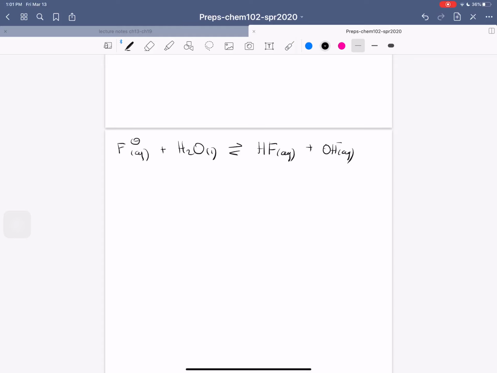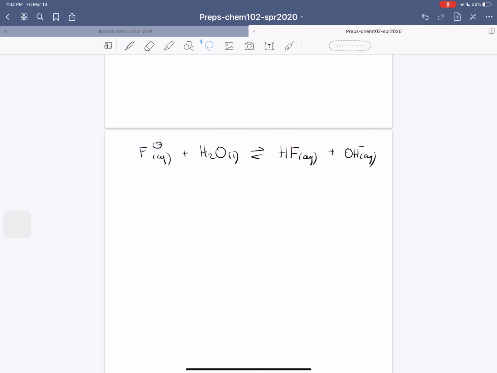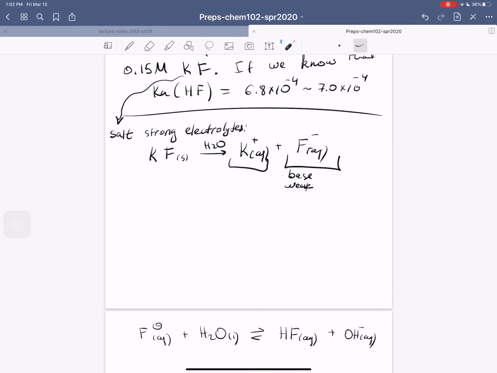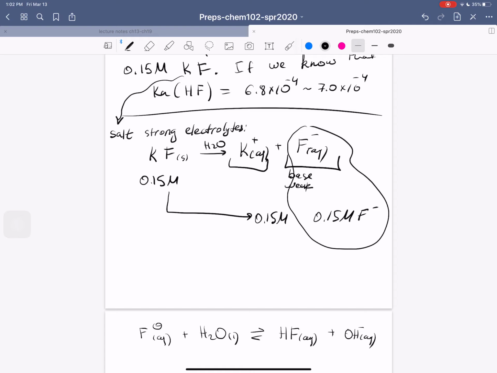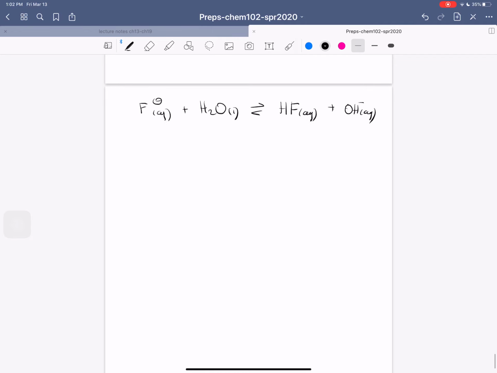So for this reason, we have to think of what is the equilibrium concentration of this OH minus in the aqueous solution. So then let's see what we start with. Since we start with 0.15 molar concentration of potassium fluoride and it's a strong electrolyte, it will give us in the aqueous solution 0.15 molar concentration of potassium plus and 0.15 molar concentration of fluoride minus. So in the aqueous solution of potassium fluoride, we have 0.15 molar concentration of fluoride ions.